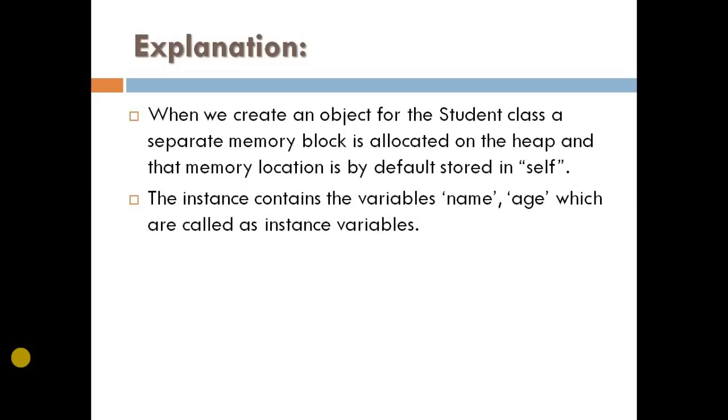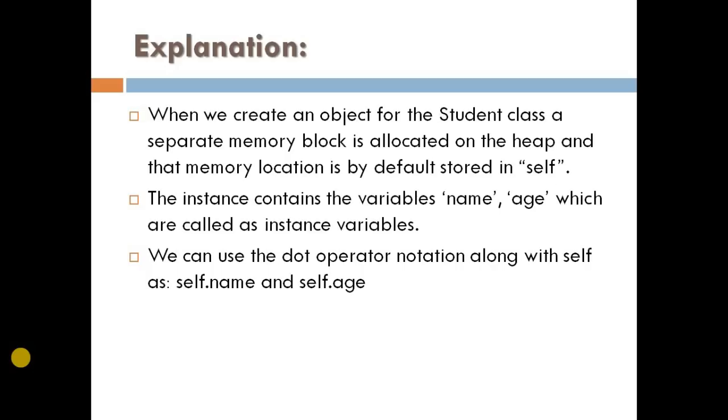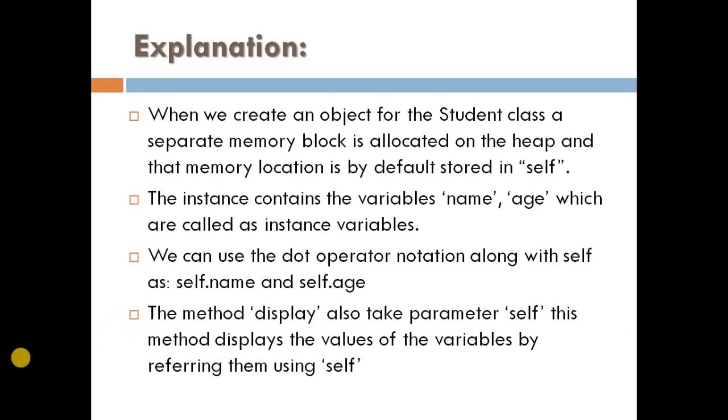The object contains variables name and age, which are called instance variables. So name and age are called instance variables. Instance variables are declared inside a method. The next point, we can use the dot operator notation along with self, as self.name and self.age, to call the instance variables. The next point, the display method also takes a parameter, the self keyword. The display method also contains one default parameter, self. This method displays the values of the variables by referring to them using the self keyword.